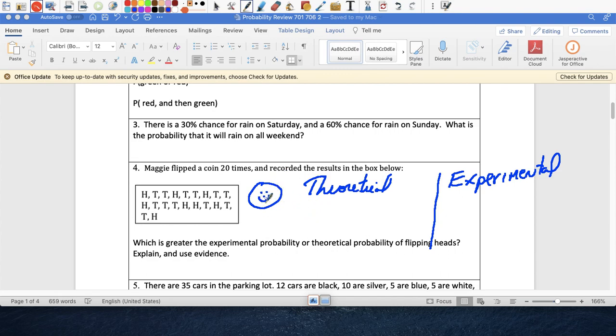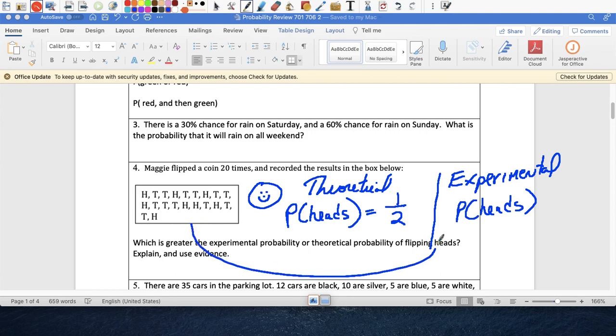What's the probability of the coin landing on heads? Well, the probability of landing on heads is 1 over 2, right? A coin has 2 sides and one of them is heads. So the probability of landing on heads is 1 over 2. In the experiment, we need to look over here, right?